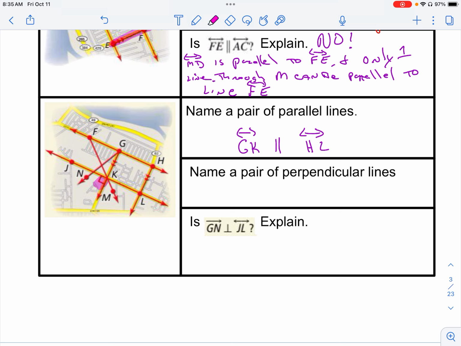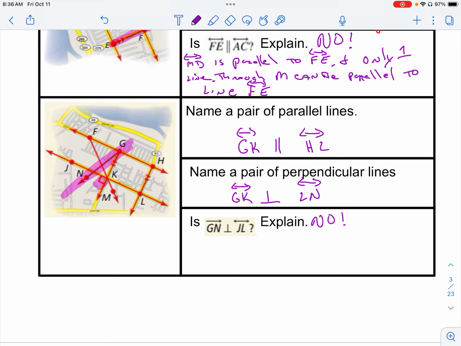Now we want perpendicular lines. Well, we got a box here, means a right angle. So line GK is perpendicular to line LN. And is GN perpendicular to JL? GN is right here. We already know GK is perpendicular to LN, so very similar to the one we had above, talking about the parallel lines.